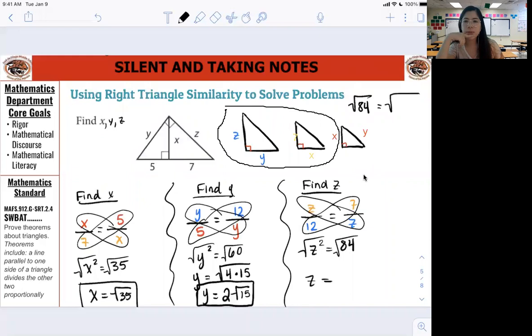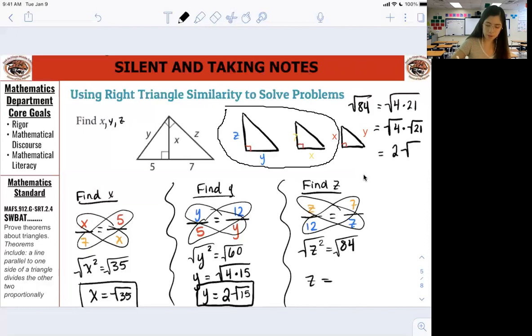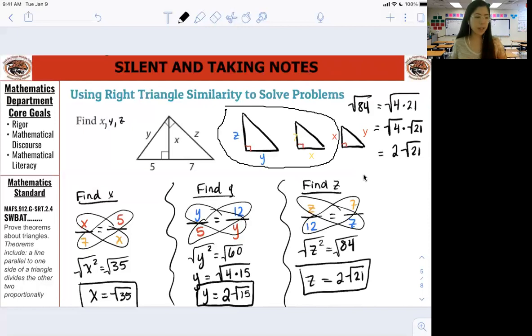So what are factors of 84? 4 times what? 4 times 21, yeah. So this is the square root of 4 times the square root of 21, and the square root of 4 is 2. So 2 times the square root of 21. There we go. Questions on these so far, and they're definitely a little trickier than what we've been working on, but at the end of the day, we're still following those proportions. Cross multiply, get an answer. How do we feel? Any questions?